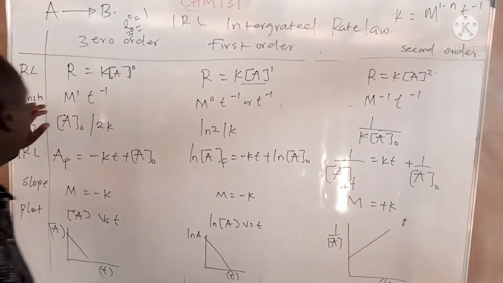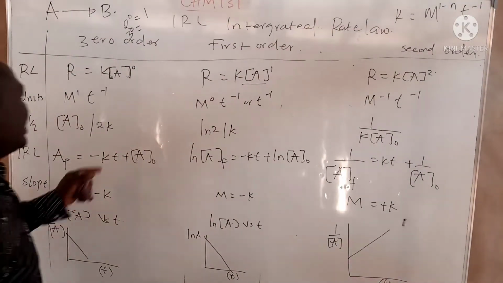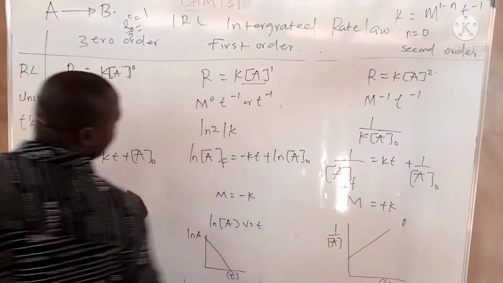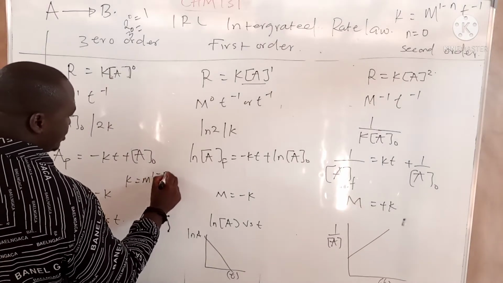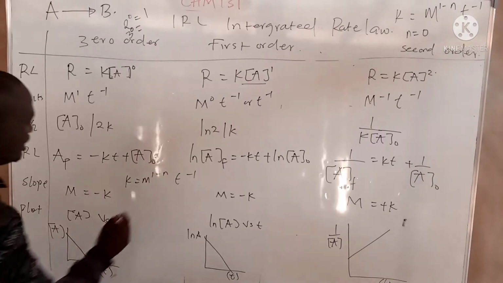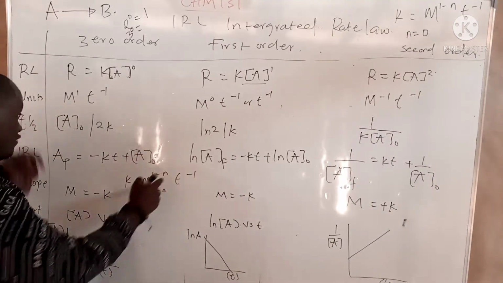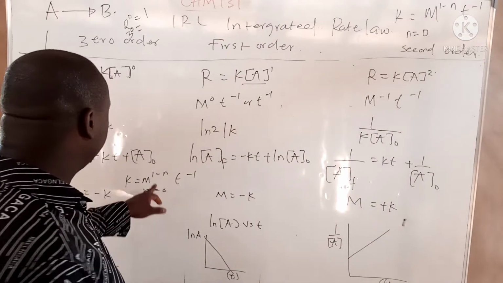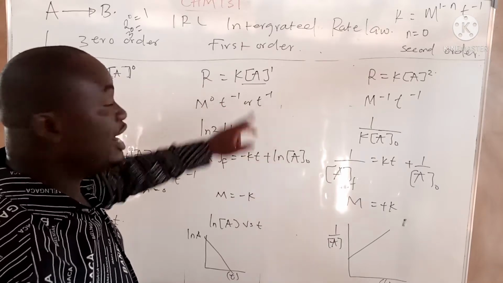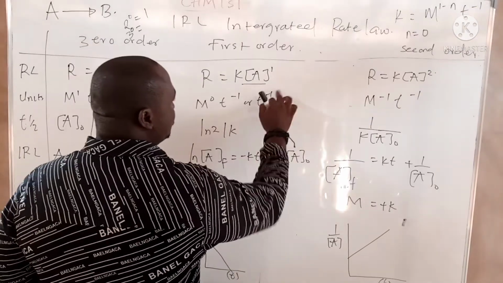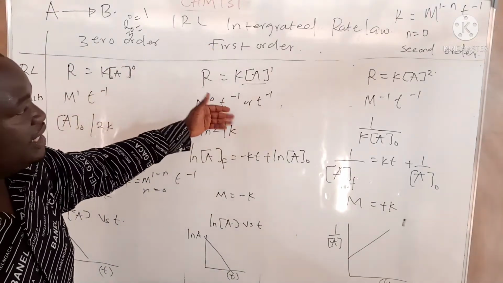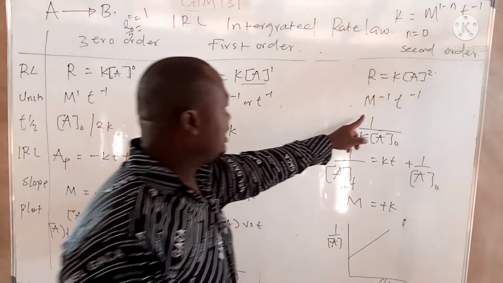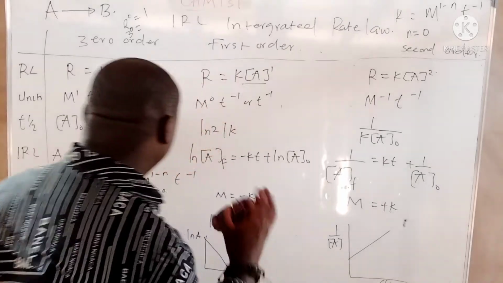Check it out. Now, if you want to know the unit of the zero order, it means that n here is equal to 0. Right? Let me write it here. K is equal to M^(1-n) T^(-1). So for zero order, it means that n is equal to 0. So if you substitute it here, you will get this answer. For first order, n is equal to 1. If you put it here, 1 minus 1 will give you M^0 T^(-1), which is the same thing as T raised to the power of minus 1. That is the unit for first order. The same thing is happening for second order. If you put 2 here, 1 minus 2 will give you minus 1. And that's why I get M^(-1) T^(-1). That is it for the unit.